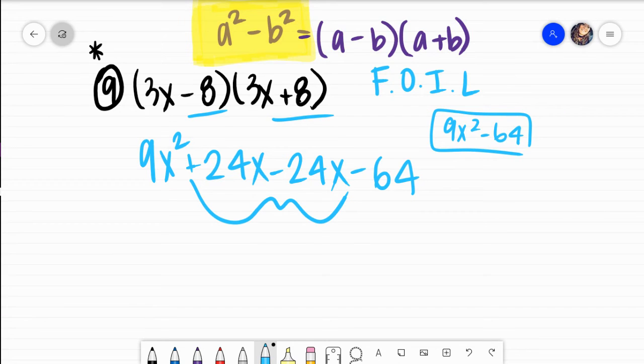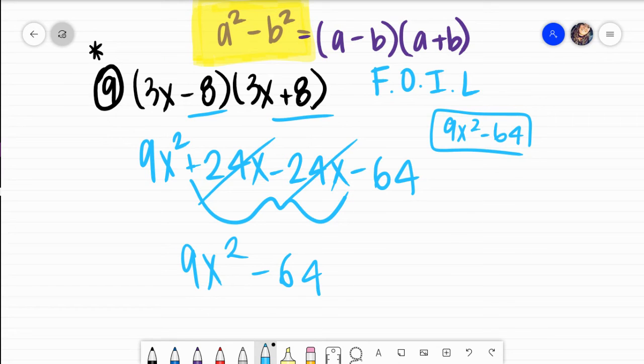Do you remember when we talked about additive inverses? Technically, they kind of cancel each other out. If you have $24 in your bank and you go and spend $24, you've got no dollars, right? Like they just went away. They canceled each other. So what we get is 9x squared. Those canceled, negative 64. Does that make sense?